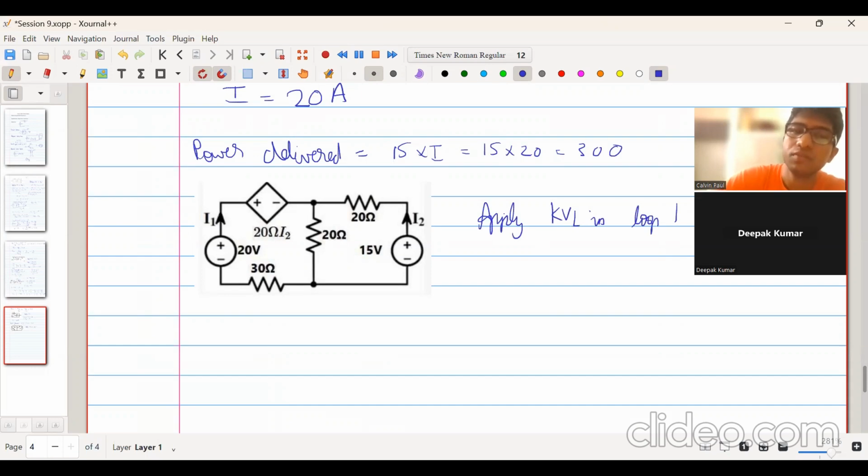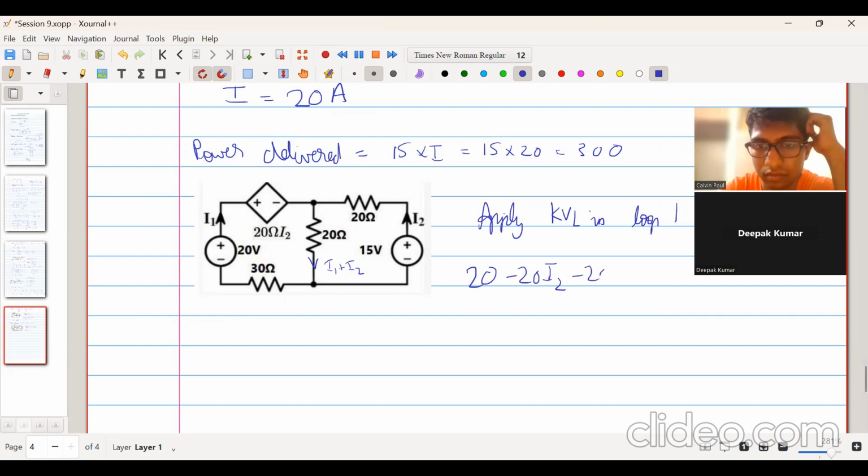So what will come from KVL in loop 1? Or tell me, what is the current through this resistor? I1 plus I2. Okay. So to apply KVL across this loop, what do you get? 20 minus 20 I2, then minus 20 (I1 plus I2), then minus 30 I1 equal to 0.